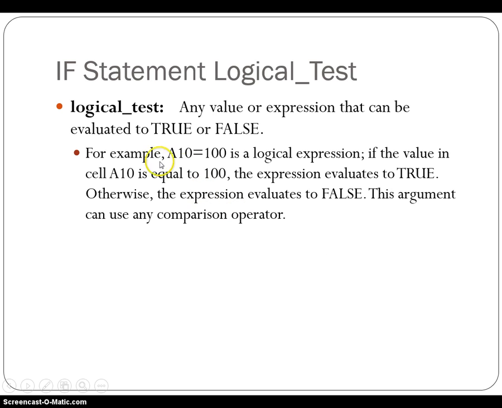This one here says, for example, this is your logical test, A10 equals 100. That is your logical test. It is a cell, a comparison operator, and then another criteria. Again, this criteria could be a word, a number, or it may even be another cell. If it's a word, you need to put quotation marks around it.